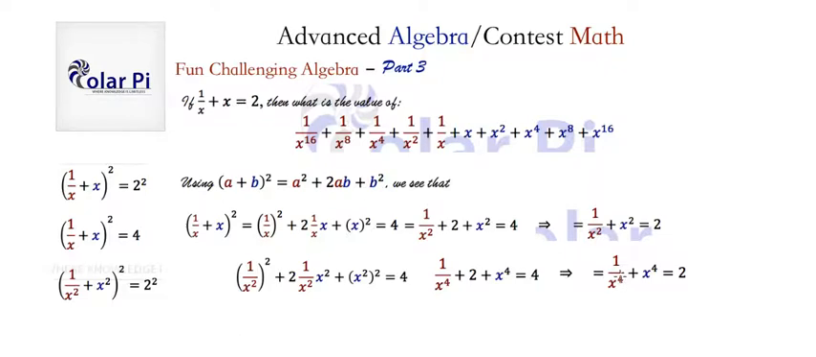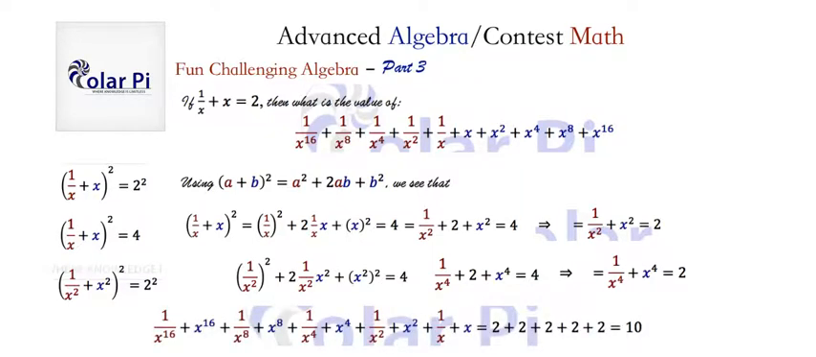So, predictably then, we know that 1 over x to the 8th plus x to the 8th is going to equal 2, and 1 over x to the 16th plus x to the 16th is going to equal 2. And we see that the same powers of x, one in a denominator and one with no denominator, make good pairs. So if we pair them up that way, we've got 2 plus 2 plus 2 plus 2 plus the original 2. That makes 10.